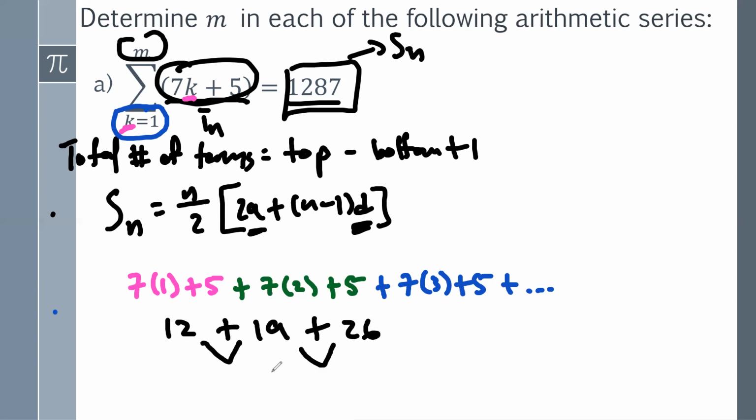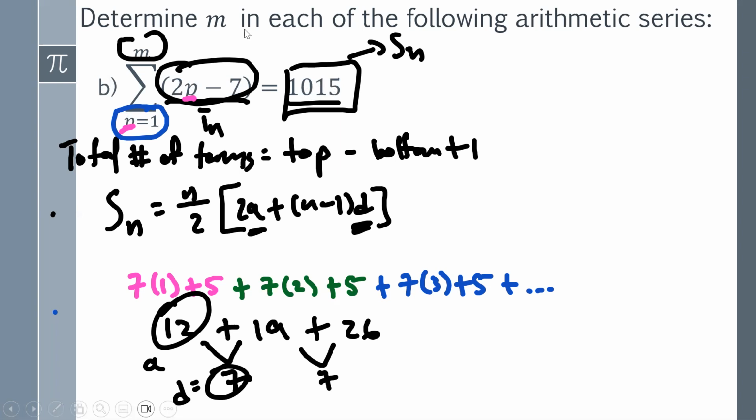Now, we were already told that it is arithmetic, so we just need to confirm by making sure that this number here is the exact same as this number here. In other words, the difference is constant. So there you go. A is 12 and D is equal to 7. Now just substitute and solve, as I've already guided you on what to do in a situation like this.